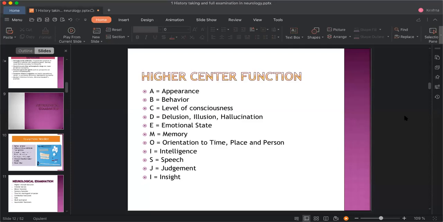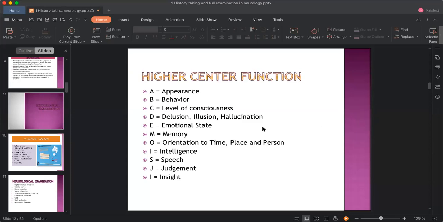Now illusion is when something is there and the person is seeing that thing differently. There is a subtle difference between illusion and hallucination. In hallucination there is no stimulus, no object is there, but the person is seeing it. But in illusion the object is there, but the person is perceiving it differently. This is illusion. So these meanings are very, very important for you.